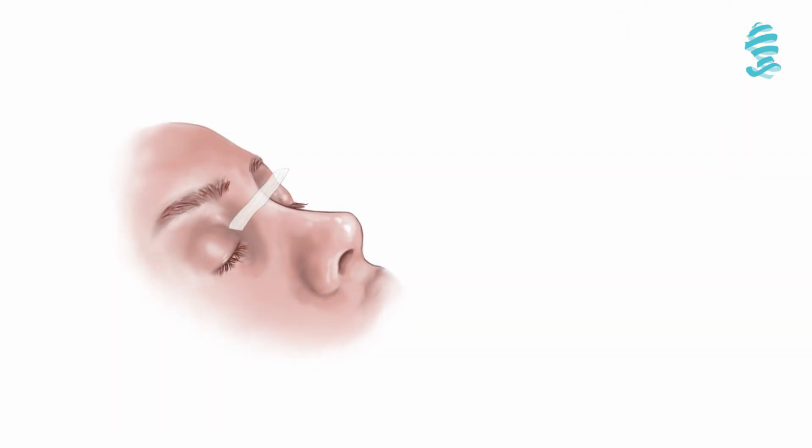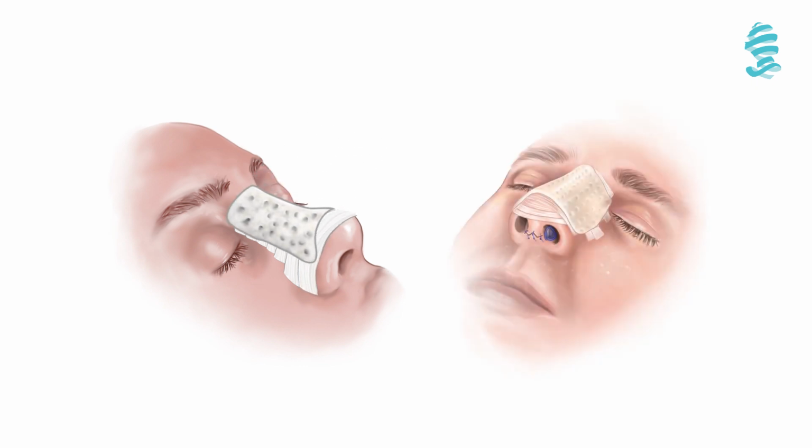At the end of the operation, a plaster and a cast is applied on the nose to stabilize and protect the nose during the initial recovery phase. If an extensive septal surgery is done, intranasal splints or packing can be used to prevent hematoma or nose bleeding.